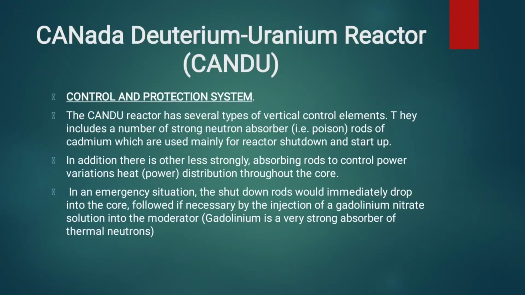The CANDU reactor has several types of vertical control elements. They include a number of strong neutron absorber rods of cadmium, which are used mainly for reactor shutdown and startup. In addition, there are other less strongly absorbing rods to control power variation and heat distribution throughout the core. In an emergency situation, the shutdown rods would immediately drop into the core, followed if necessary by the injection of gadolinium nitrate solution into the moderator.